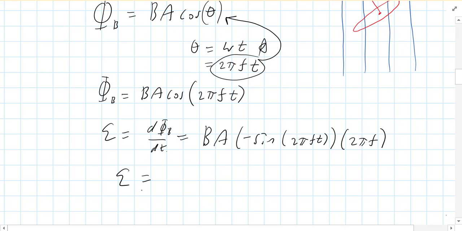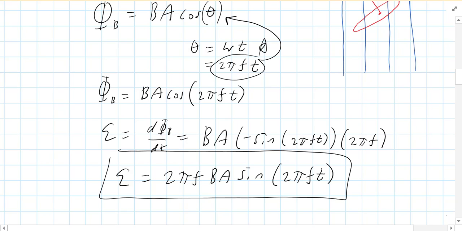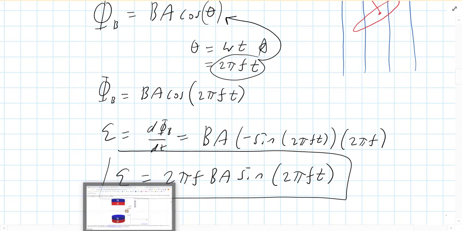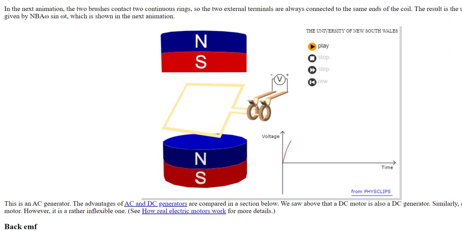So the EMF as a function of time, and again, there's a negative in here. I'm going to lose that because right now I just care about the magnitude. And I'll put this stuff out front. So you get 2 pi F BA sine of 2 pi Ft. So that's the EMF as a function of time. You'll notice the sine curve, and you'll notice that on here when you play this, it's a sine curve. This is definitely a sine curve.